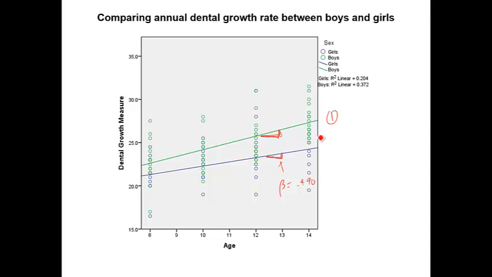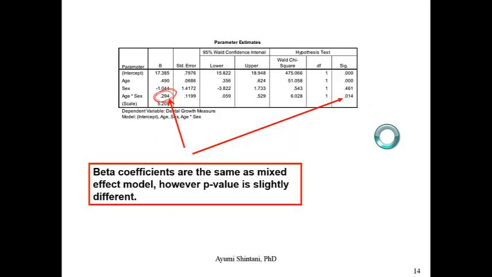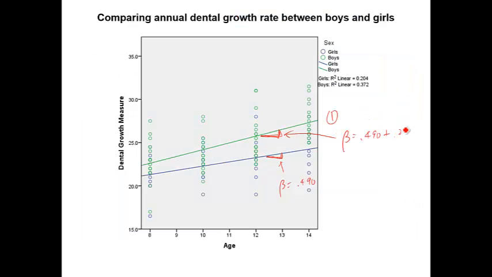And then the beta coefficient slope for boys would be 0.490 plus 0.294, which is 0.784. Okay, so this is the slope for boys. So then what is the beta for the interaction, which is this one, right? So this indicates the difference between two slopes.